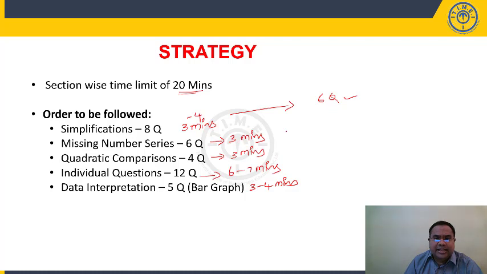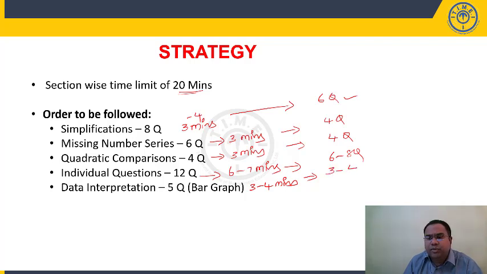In number series, in 3 minutes you can solve another 4 questions. I am taking the lower side. In 3 minutes on quadratic equations, all 4 questions can be solved. All 4 equations are easy with smaller numbers given. In 6 to 7 minutes, you can answer about 6 to 8 individual questions. And in 3 to 4 minutes on the 5 DI questions, you can easily solve about 3 to 4 questions.